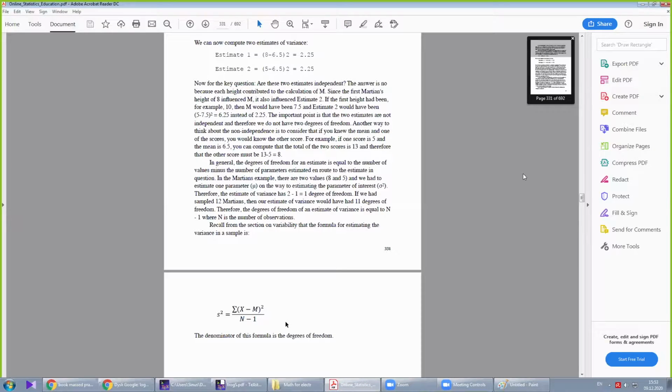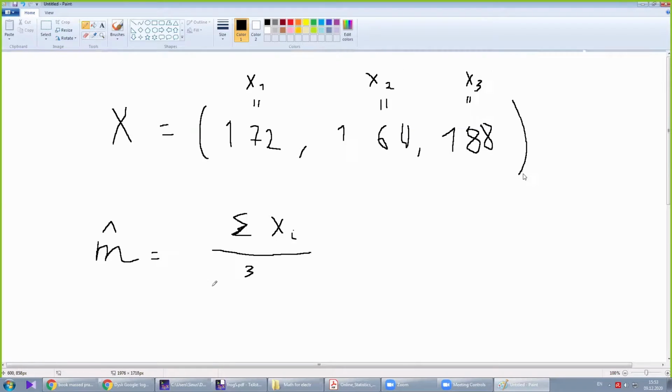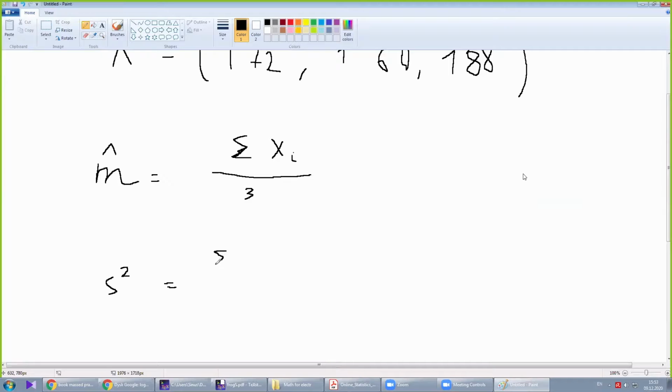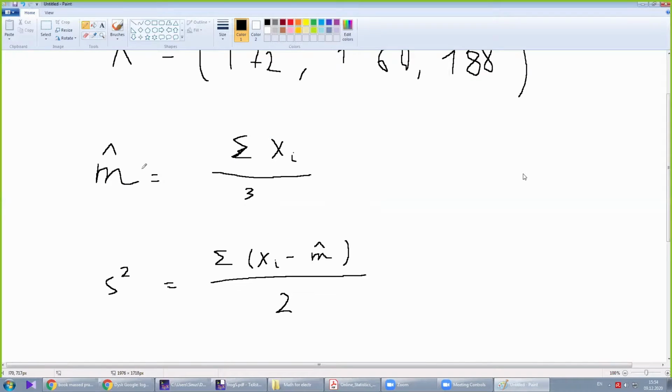But for the variance, and this is important, for the variance, you take here n minus 1. So if we want to estimate the variance, what we would take is the sum of xi minus this m thing, squared, because it's for the variance, and divide by 2, right? Not 3, but 2, because we should divide by n minus 1. And this is the estimate for the variance.